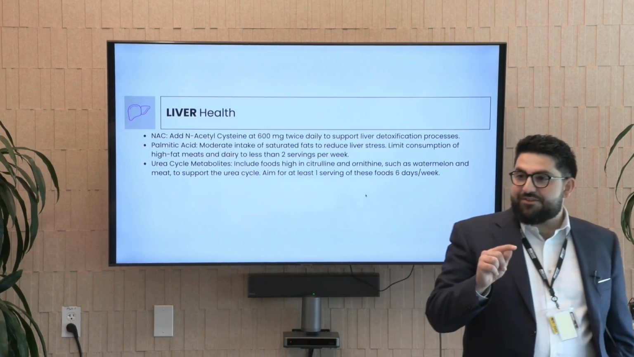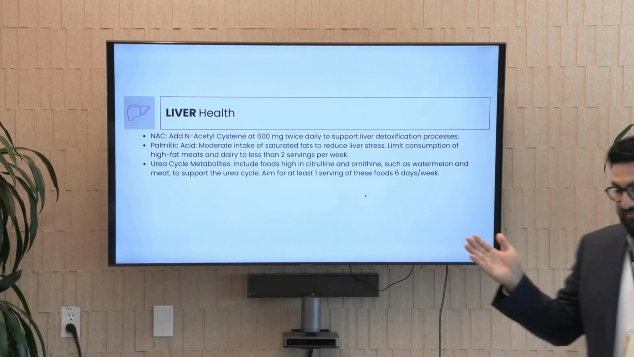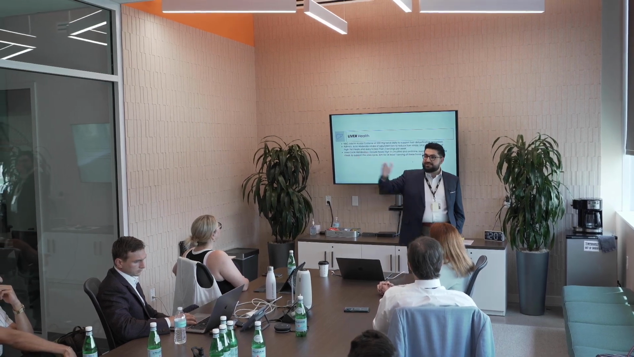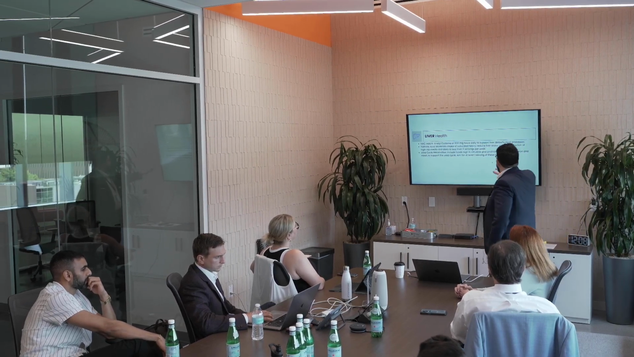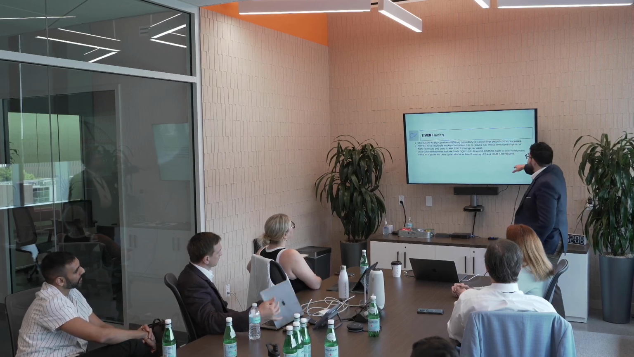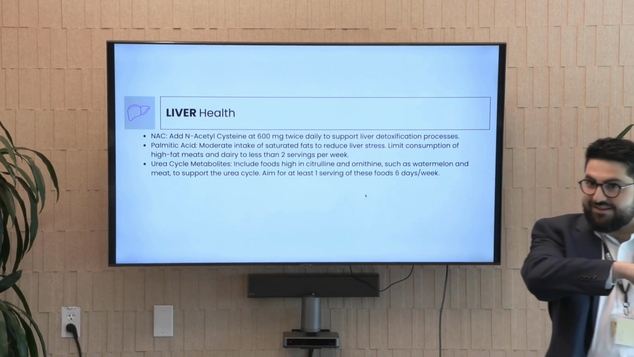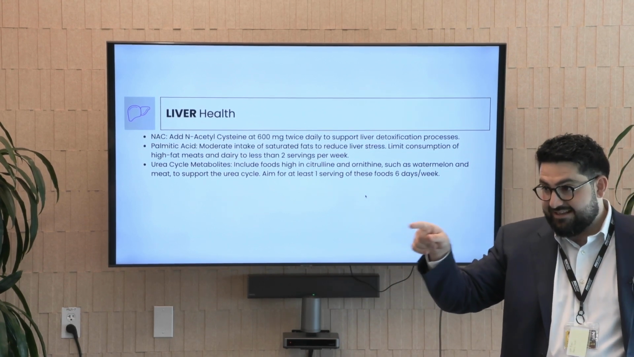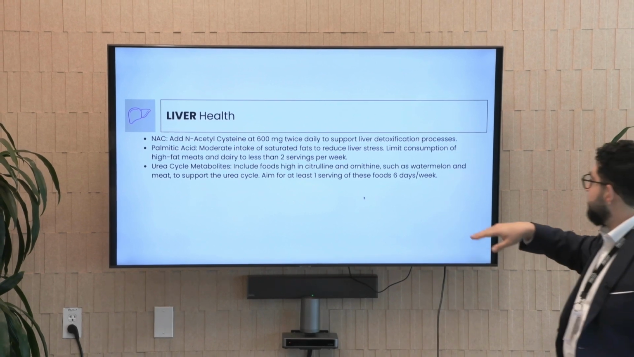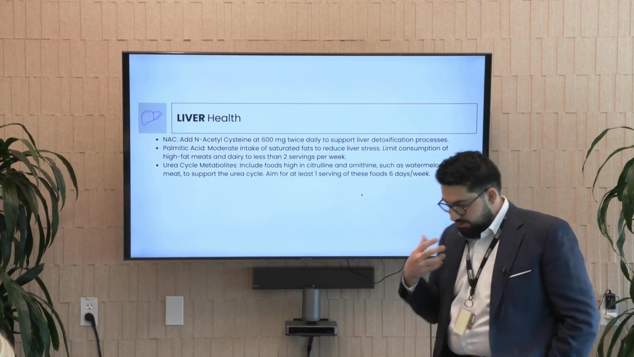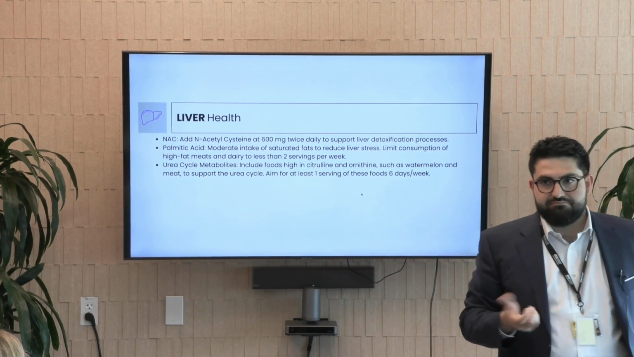Urea cycle metabolites. Remember this issue we had with the urea cycle metabolites, where it was really high, right? We really know that when urea cycle metabolites are high, the liver isn't processing well. It's inversely associated with citrulline and ornithine. So we want them to add these foods, lean meats, as we were saying, and limit the consumption of red meats because of the palmitic acid and also because of the lysine that's contributing to their cadaverine levels. And then aim for 1 serving of these foods 6 days a week. So just make sure you're having 1 serving of meat and a watermelon slice.